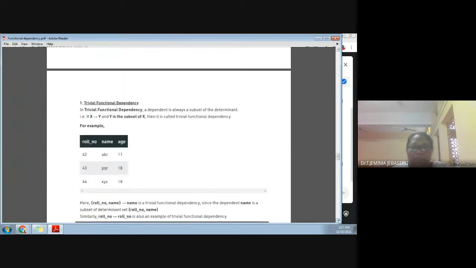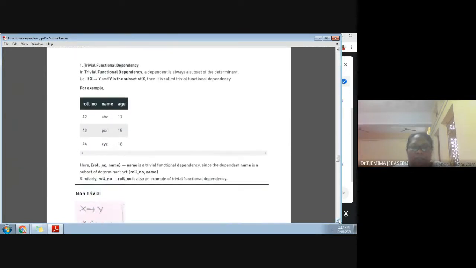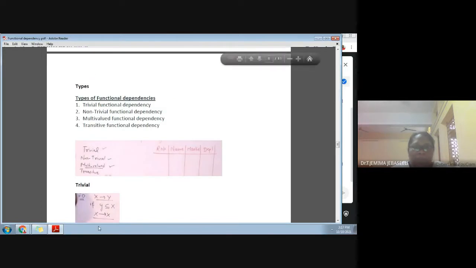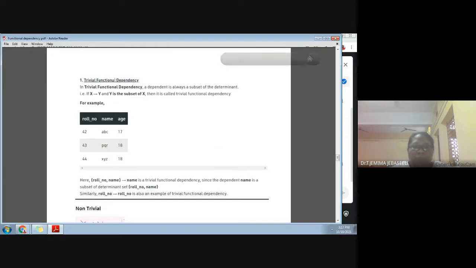The second, in a mathematical or theoretical way, is how we can write this concept. Trivial functional dependency: a dependent is always a subset of the determinant. Y is a subset of X, right? That's why we have given Y is a subset of X. So the same statement can be represented this way, and then it is called the trivial functional dependency.